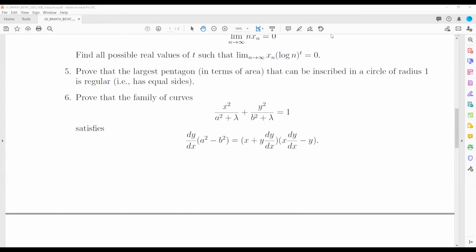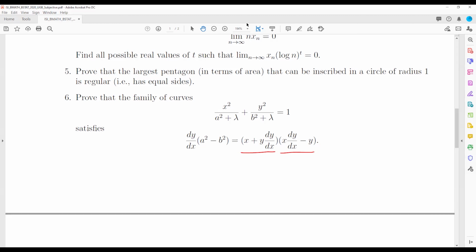Let's solve question 6, which says: prove that the family of curves x squared over a squared plus lambda plus y squared by b squared plus lambda is equal to 1 satisfies dy by dx times a squared minus b squared equals x plus y dy by dx times x dy by dx minus y. Now for these types of problems, what you have to do is see what has been given to be proved. So look at these two quantities here, and according to that, let's do our calculation.